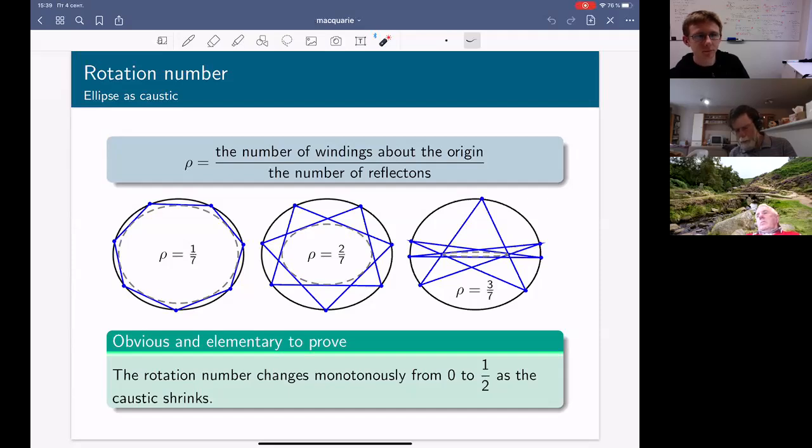So we see here that if the caustic is very close to the boundary, those segments of trajectories will be close, so we will have to do a lot of reflections in order to make a round around the center. And as the caustic becomes smaller, that number of reflections also becomes smaller. We make bigger steps around the center in the billiard. So this property is, I would say, almost obvious from the picture.